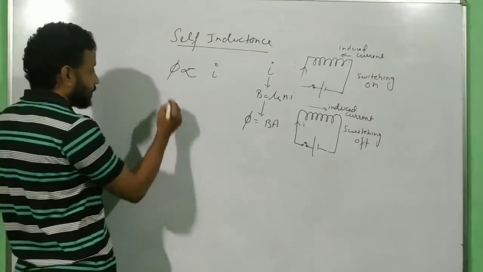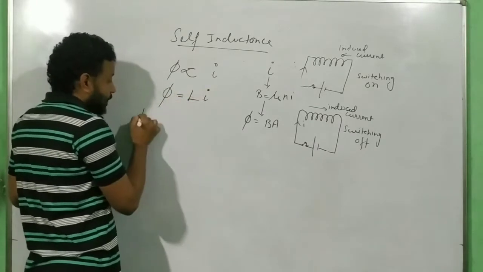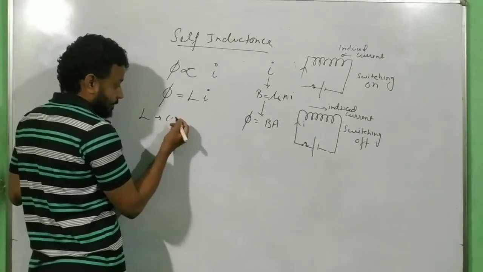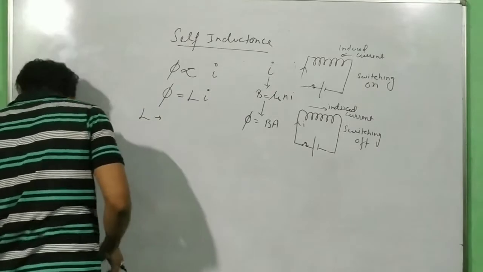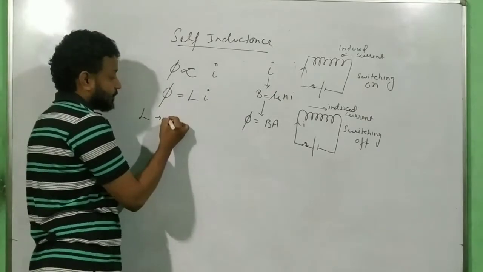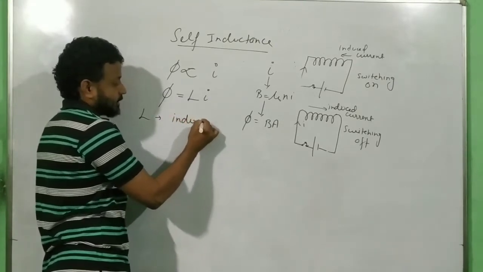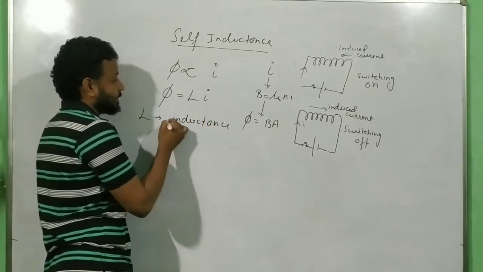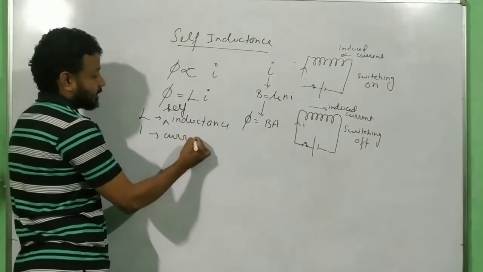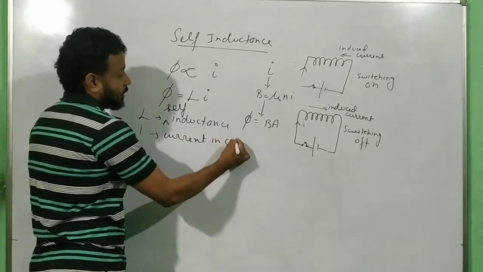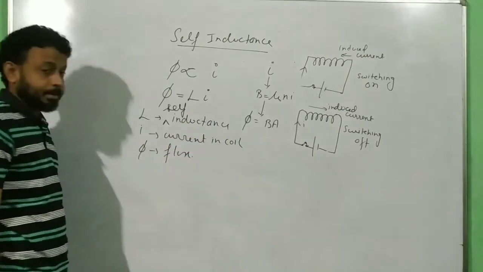Okay? To remove the proportionality sign, we introduce a term called L, where L is called inductance or coefficient of self-inductance, or just inductance. You can write self-inductance. I is the current in the coil, and phi is the flux.